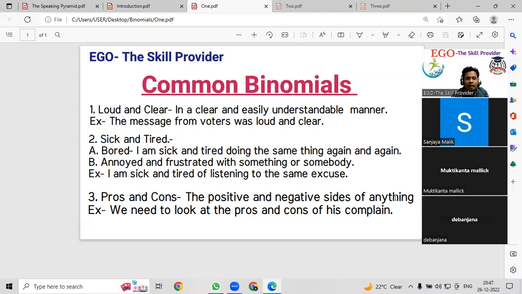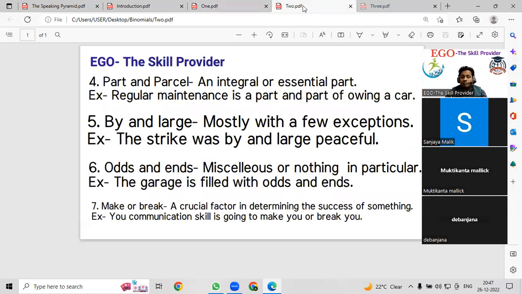So let me take the second. So this is something, part and parcel. Look, I have been using it for quite some time. So for your understanding, it is an integral or essential part.